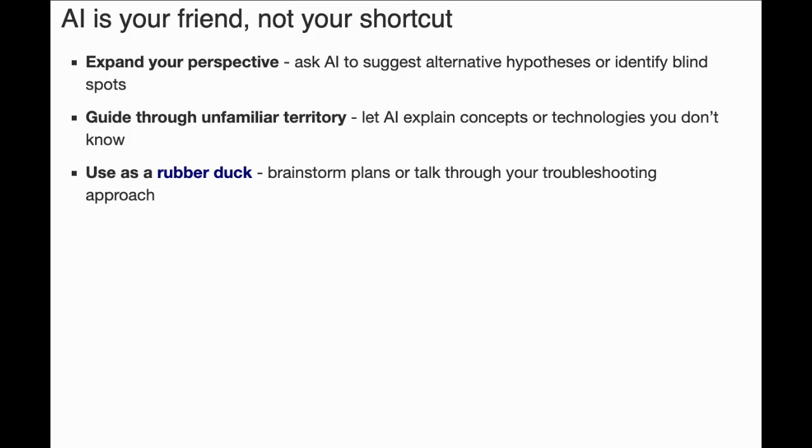You can use AI as a rubber duck, brainstorm plans, or talk through your troubleshooting approach. You may know the term rubber duck debugging. If not, it involves talking to an inanimate object like a rubber duck about your problem, and in doing so, you can improve your thinking and decision-making process. AI is a much better rubber duck. Instead of hearing your own voice, you can have a dynamic conversation.